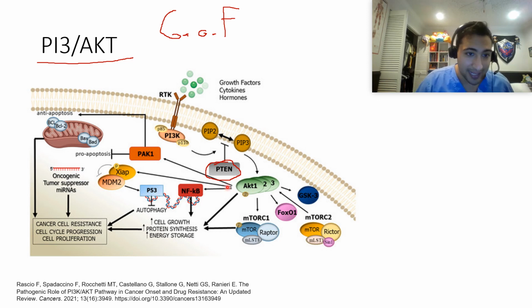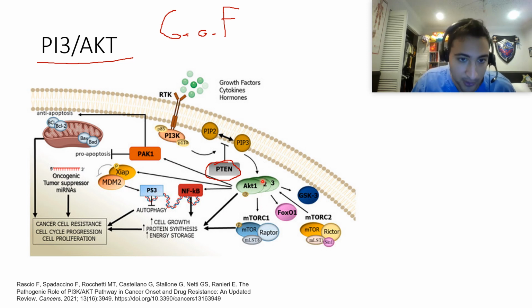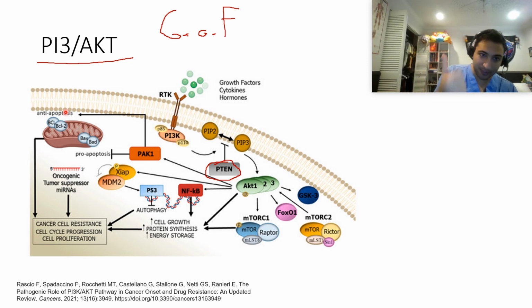And you can also lead to the inhibition of P53. We talked about P53 in the last lecture on tumor suppressors. This is the guardian of the genome. So the cell will not repair damage properly, and it will enter the cell cycle even when it's not supposed to. That's what AKT helps promote. Now, don't worry too much about how it does that. Also, it's going to lead to the prevention of apoptosis. So, by activating mTOR, upregulating NF-kappa B, downregulating P53, and inhibiting apoptosis, you ultimately lead to cancer cell resistance, cell cycle progression, and cell proliferation.